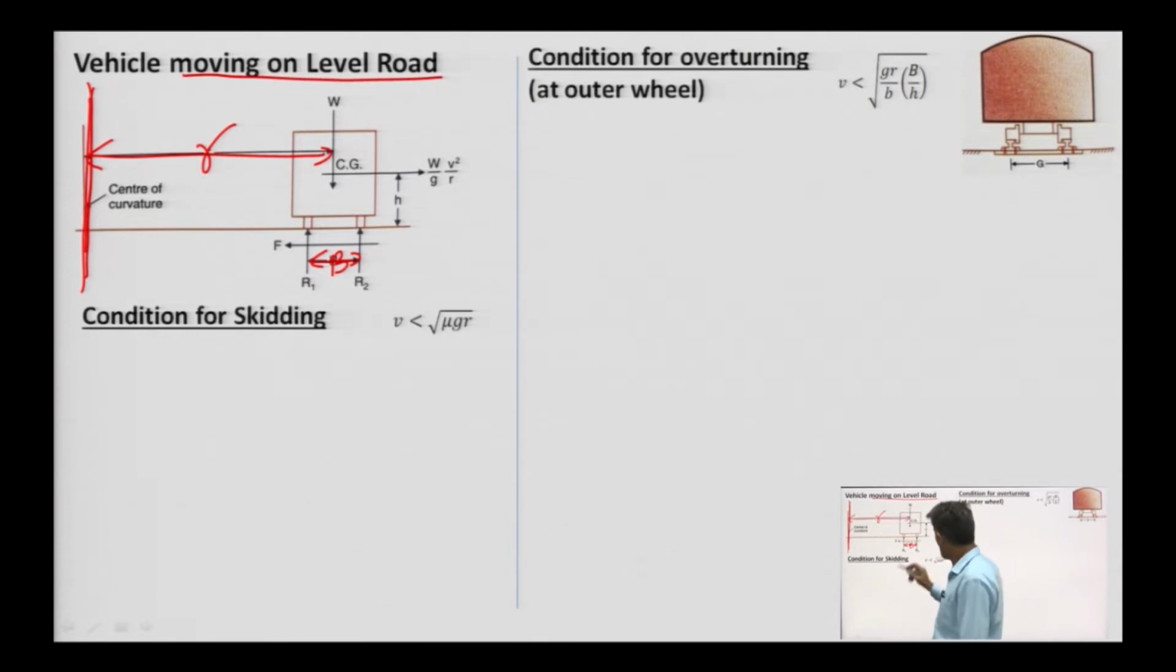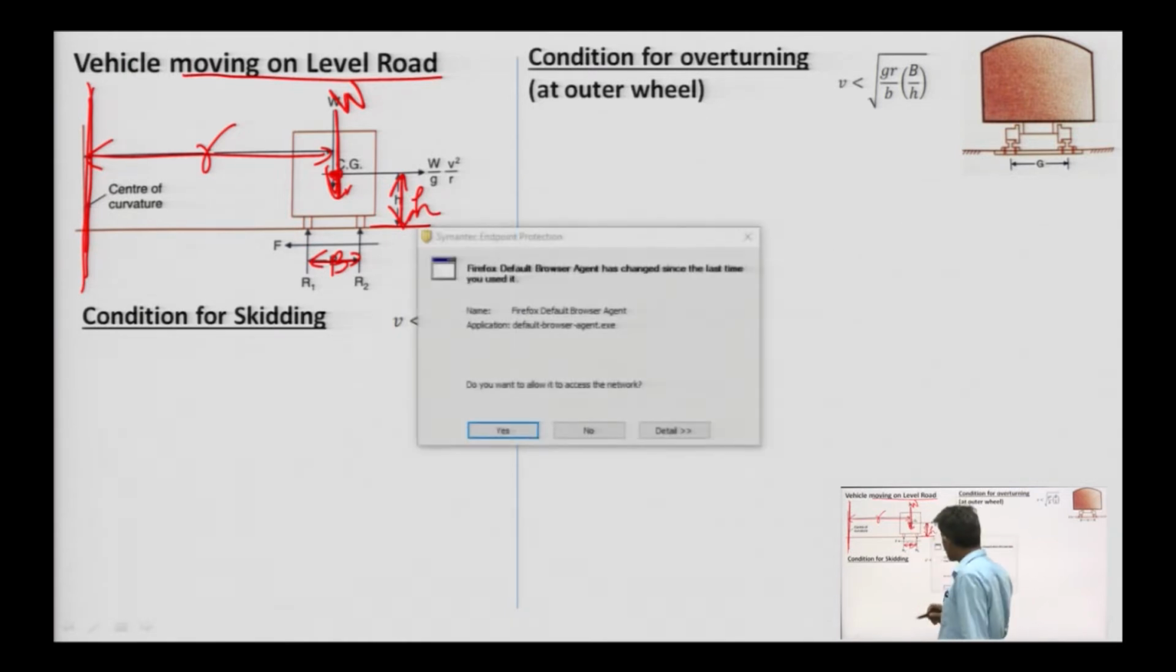The location of the CG of the vehicle from the ground, say this height is small h. And the weight of the vehicle, W, passes through the CG, so it will be at B by 2.